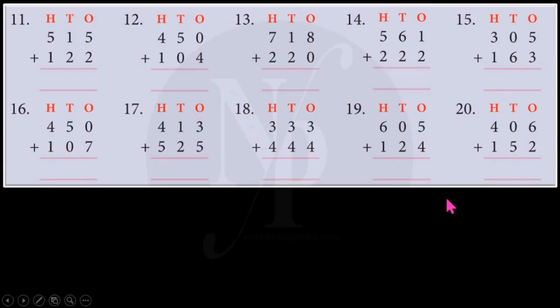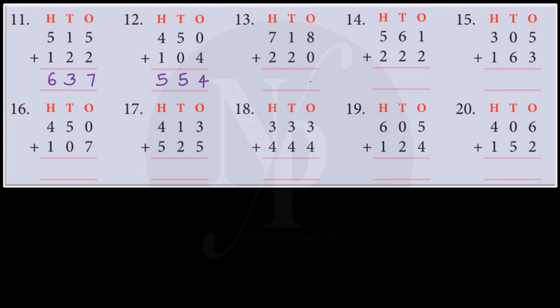We have some more questions. Question number 11. 515 plus 122. So let us add the digits at ones place first. That is 5 plus 2. So adding 5 plus 2, you get 7. 1 plus 2 is 3. And 5 plus 1 is 6. Coming to question number 12. 0 plus 4 is 4. 5 plus 0 is 5. 4 plus 1 is 5. 554 is the sum.